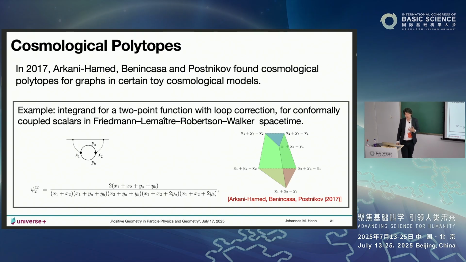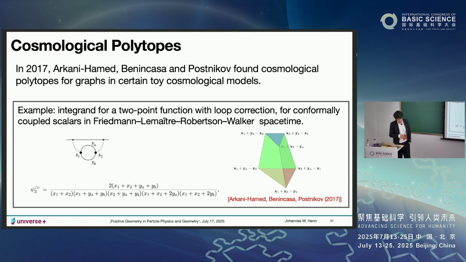So just to give you some examples of what's already known. In this paper from 2017, Nima, Paolo Benincasa, and Alex Postnikov found certain cosmological polytopes that describe individual Feynman diagrams in a cosmological toy model, particularly for conformally coupled scalars in the FLRW spacetime. So here's an example. Looking at this diagram, let me not go through the details of what this stands for physically, but this is some example of a cosmological correlator, which has this expression here. This you could derive probably in not so many steps through interpreting the rules for that diagram. But what they found is that equivalently this can be obtained from this particular polytope that's shown here on the right. So again, just like in the Hodges story, there's a positive geometry interpretation of this.